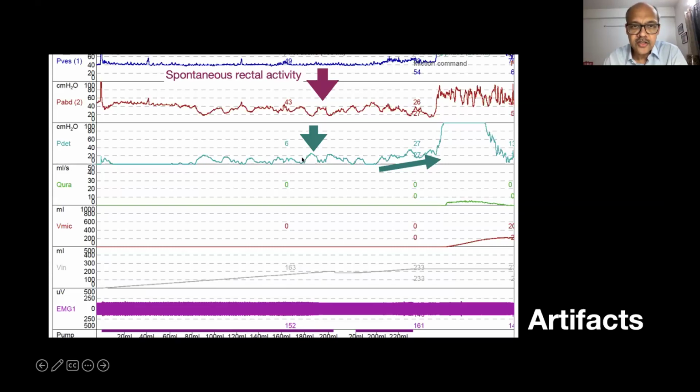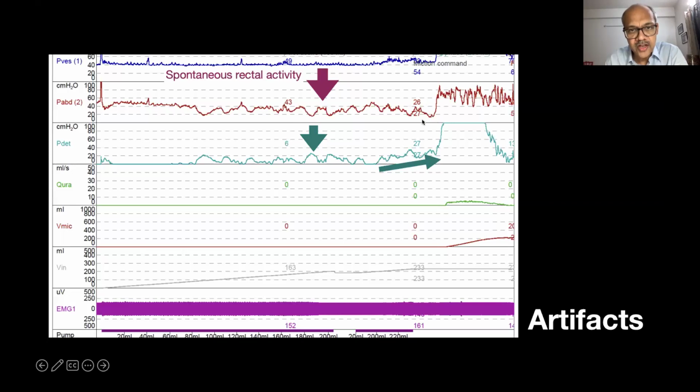So clearly, these changes in pressure are not phasic contractions. They are because of something happening at the abdominal pressure line. And you can see two things happening at the abdominal pressure line. One is you can see that there's some spontaneous rectal activity. And the second, as you can see, there's a general drift down in terms of the rectal pressure.